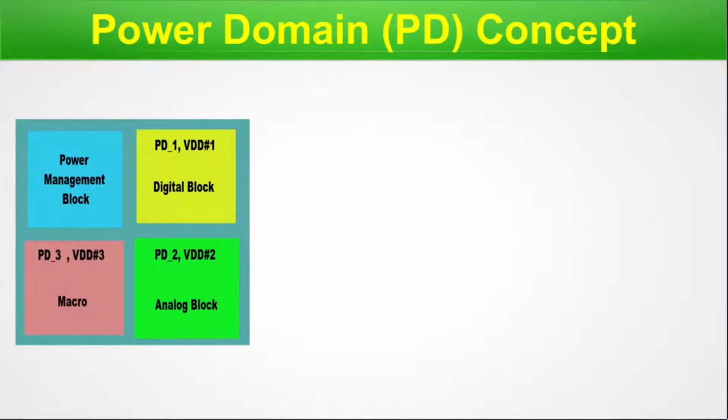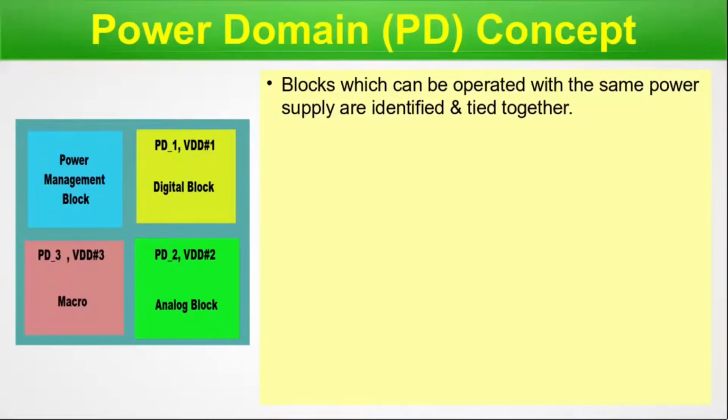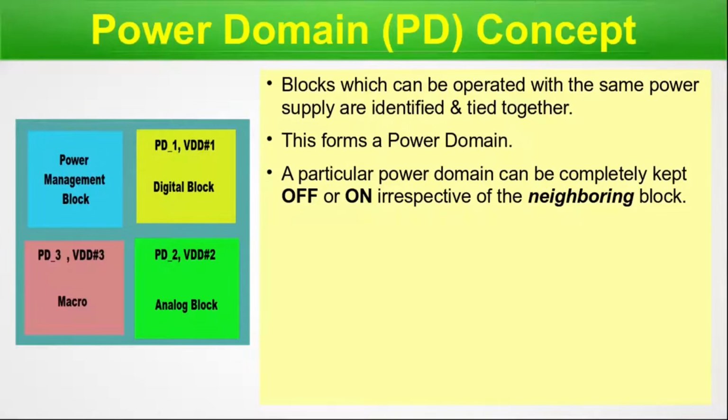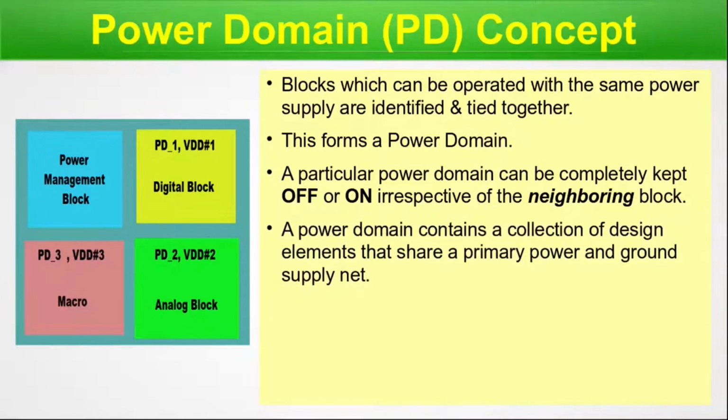So, let's start the description. Blocks which can be operated with the same power supply are identified and tied together. This forms a power domain, as I have shown in the left side picture. A particular power domain can be completely kept on or off, irrespective of the neighboring block. So, the three different blocks on the left hand side can operate independently of each other, whether they stay on or off. A power domain contains a collection of design elements that share a primary power and ground supply net. I already discussed this verbally just a few minutes back.